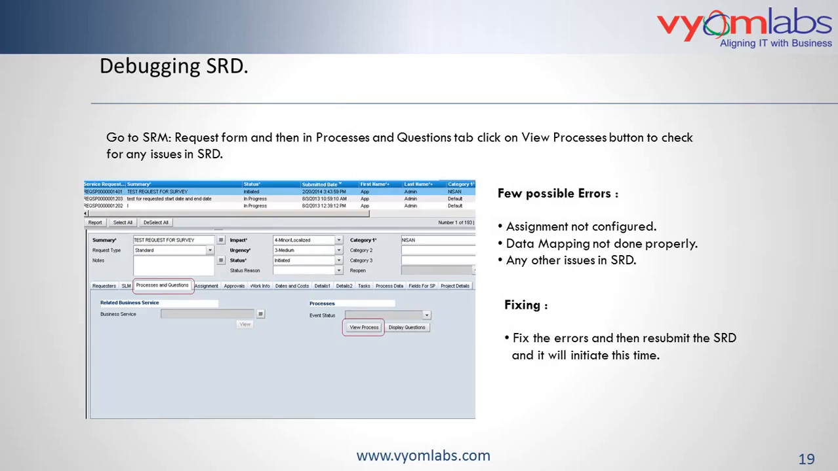Then we will see how we can debug the SRD. When you create an SRD and submit it, there can be issues in the system. A few of the possible errors can be that assignments are not configured, data mapping is not done properly, or it can be any other issue. Once we fix the issues, we can resubmit the SRD and it will be initiated again. This is the form which is used here. We can click on view process, and we can see the exact error there. Once the error is fixed, we can resubmit it from the same form, and it gets submitted into the system and it will be triggered.